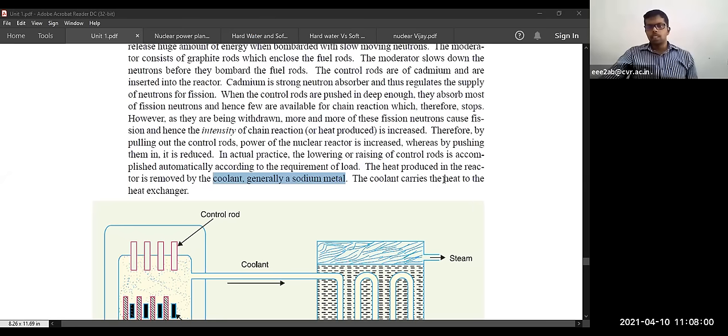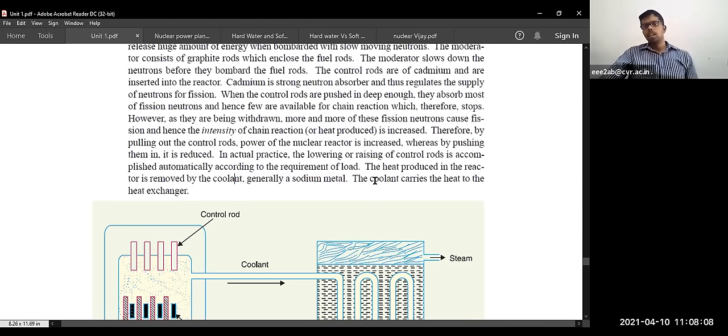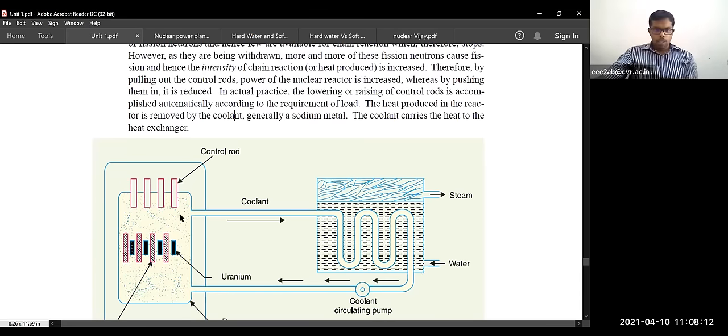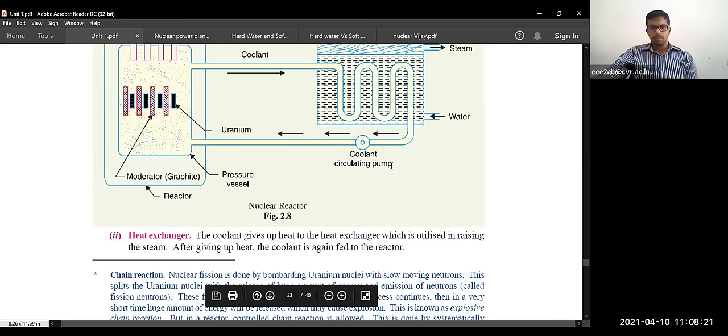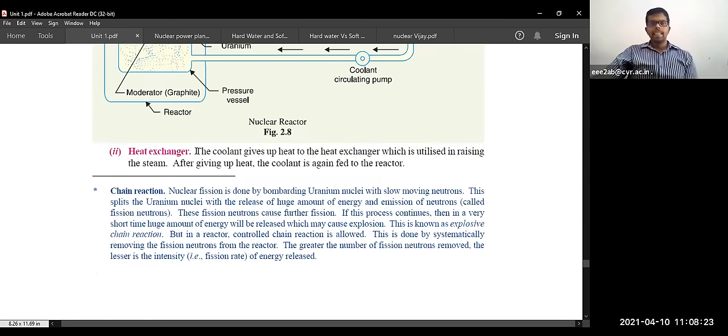So the coolant carries the heat to the heat exchanger. The heat produced in the reactor is removed by the coolant. Generally sodium metal is used. So here you are seeing the small dots, no? That is the coolant over here. That is the sodium metal.